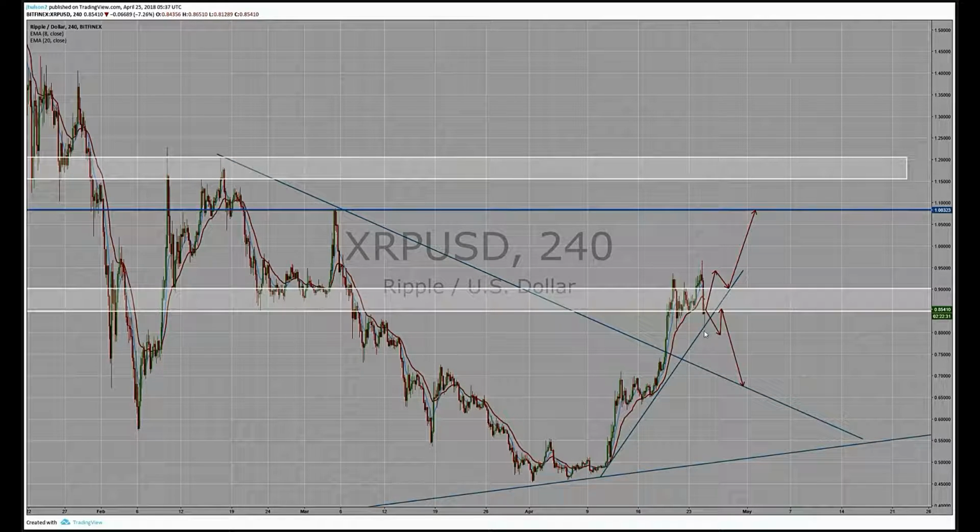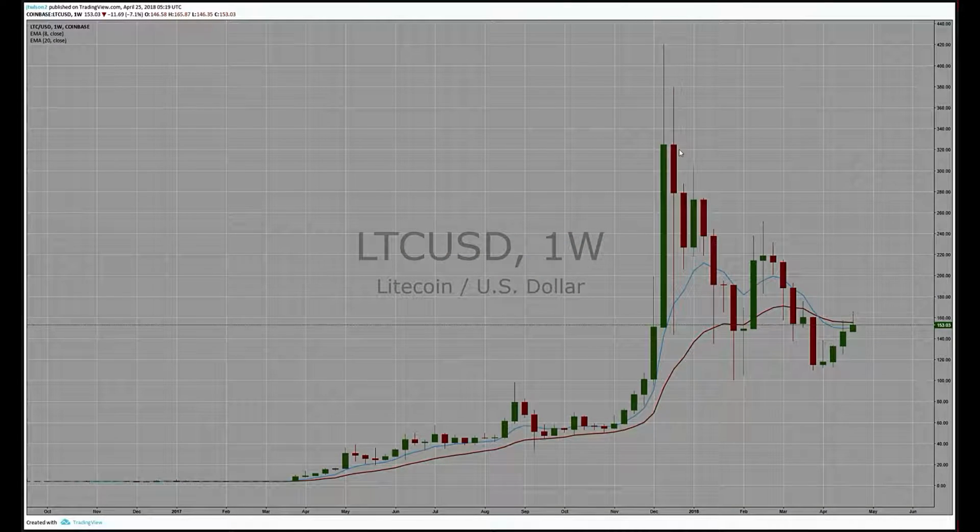So what we're looking for is either bullish momentum to continue, which would be a breakout of this zone and a retest, and then continuation upward to the horizontal line. If not, we're looking for a clear rejection of that zone to the downside, possibly a retest before continuing down and retesting the trend line that I had drawn on the daily time frame. That's what I see for Ripple this week. Next up will be Litecoin.